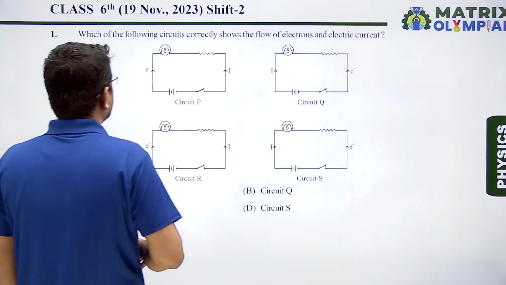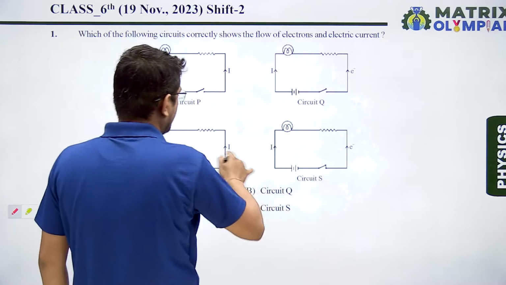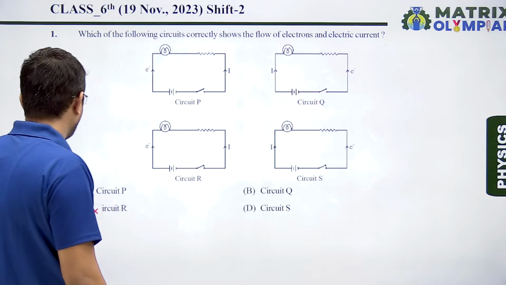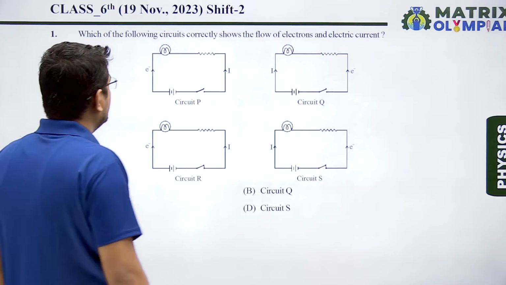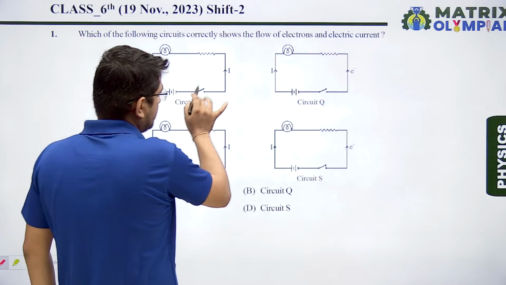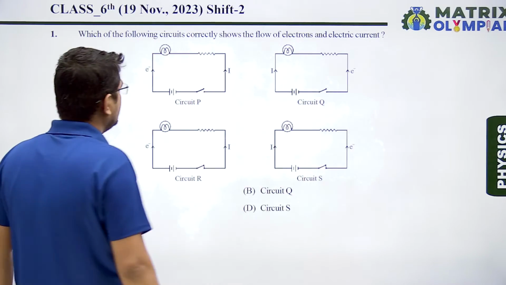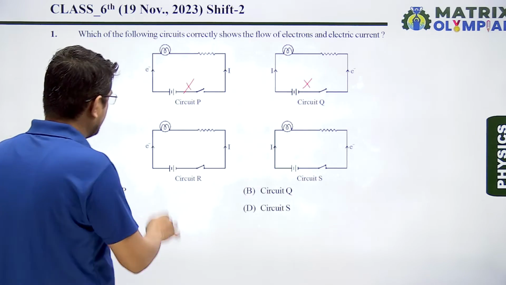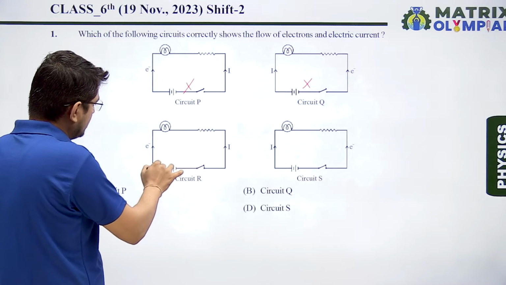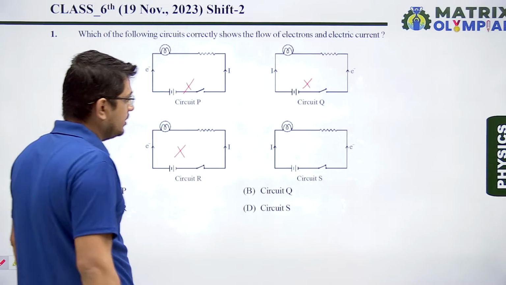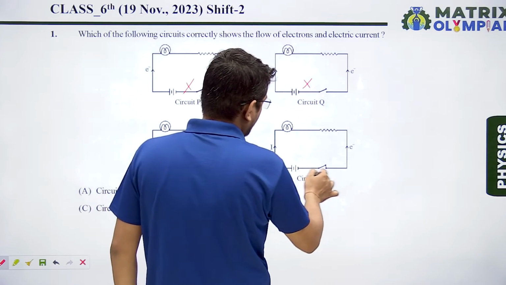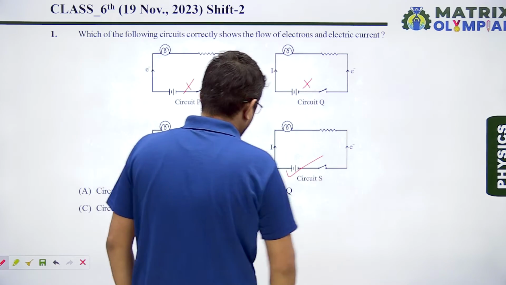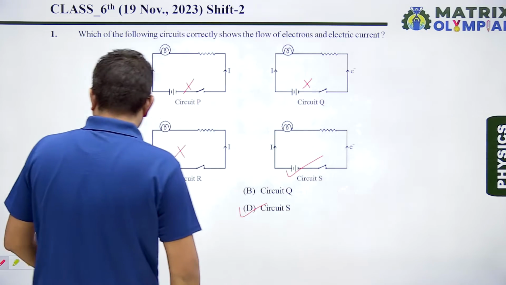Question number 1. In question number 1 there are 4 circuits P, Q, R and S given, in which we have to check which circuit gives the correct direction of flow of electron and current. In circuit P and Q, both are open circuits, so there will be no flow of current, so both are incorrect. In circuit R, we can see the electron is exiting from positive terminal, which is not true. In circuit S, electron is emitting from negative terminal and the current is leaving from positive terminal, which is a correct option. So option D is our correct answer.